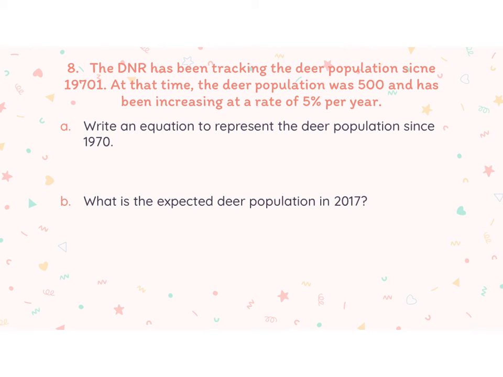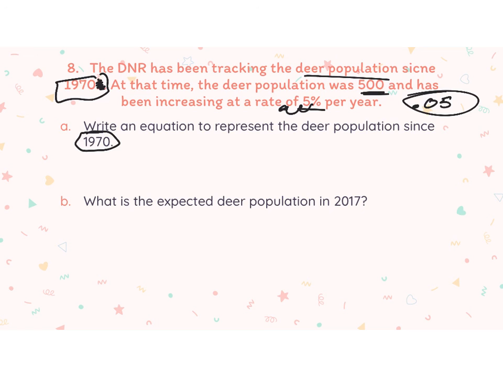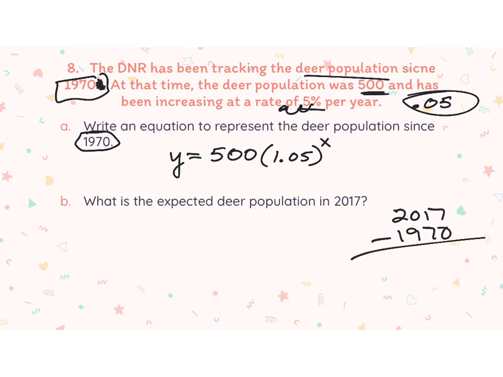All right, the DNR has been tracking the deer population since 1970. I'm going to use 1970 because it's down here. At that time, the deer population was 500 and has been increasing at a rate of 5%. Like I already was thinking, 0.05, because I got to add a 0. So we started with y equals 500 deer, times 1.05 to the x. 2017 minus 1970 should be 47.